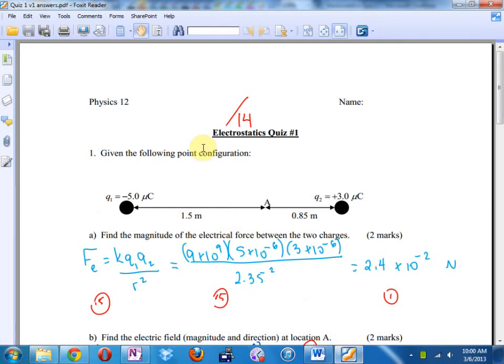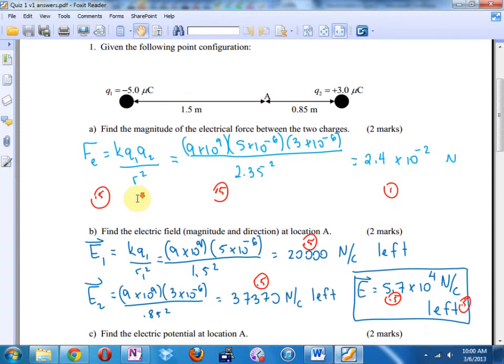I'm going to go a little bit quicker for some of these. Number 1, because this is straight plug and chug. It's force equals KQ1 Q2 over R squared. By the way, remember, we now have 2 equations for force in this unit. We have force between 2 point charges, but then we had our generic equation, which was force equals charge times electric field, which is this equation in disguise. You get 2.4 times 10 to negative 2 newtons. You do not put negatives and positives in for forces and fields. You forget the signs.